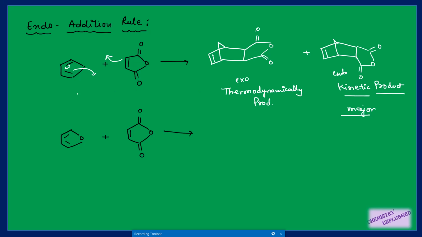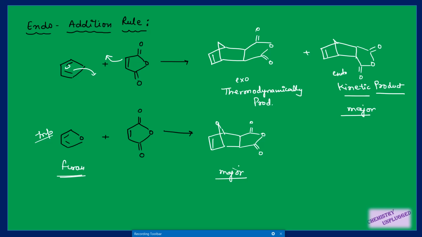Then suppose instead of this cyclopentadiene, I am taking furan here. This is an exceptional case and it is given in most of the books, so it is important, it can confuse you, right? So we think that the endo product should be the major product, but in this case our exo product is major in nature. This one is major because it is considered at room temperature.